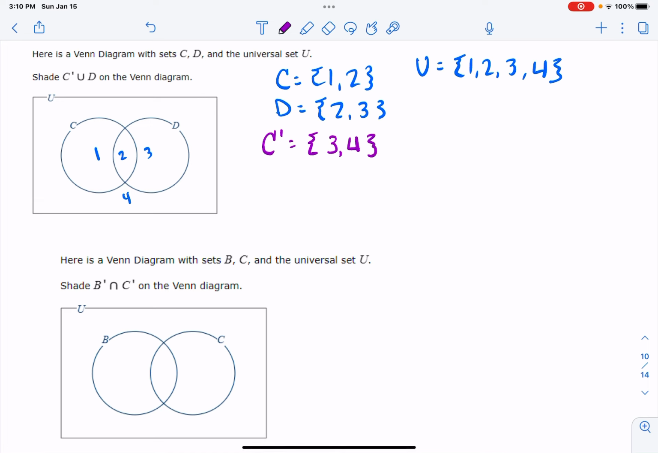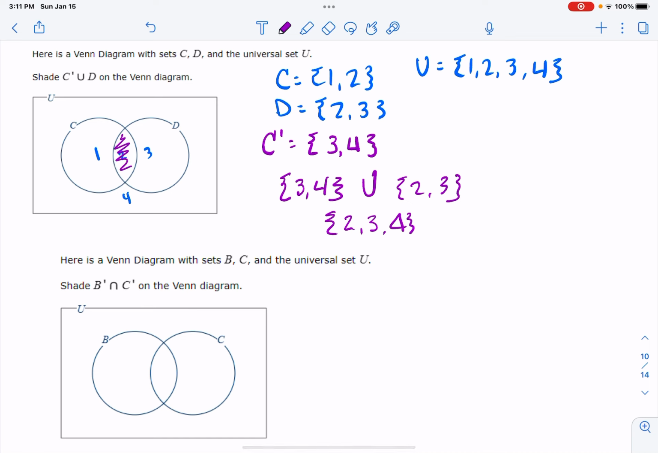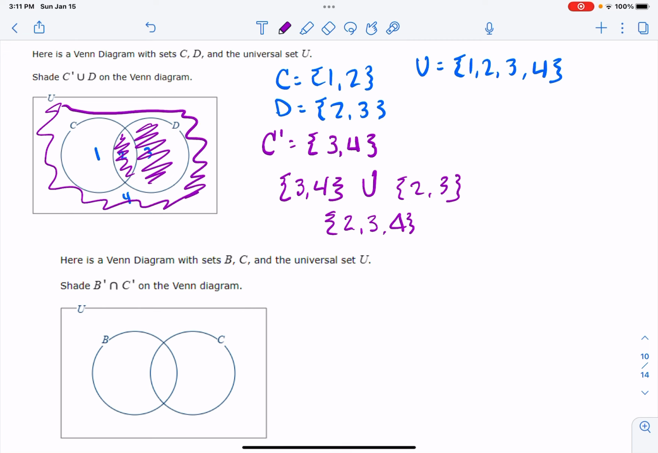So now I'm doing the union. So I'm doing not C, which is 3 and 4, and D, which is 2 and 3. I've got to put the two together. So if I put the two together, I get 2, 3, and 4. So I'm going to shade where 2, 3, and 4 are. So I'm going to circle here, shade here, and then shade on the outside of it. So the only part that I did not shade is where 1 is located.